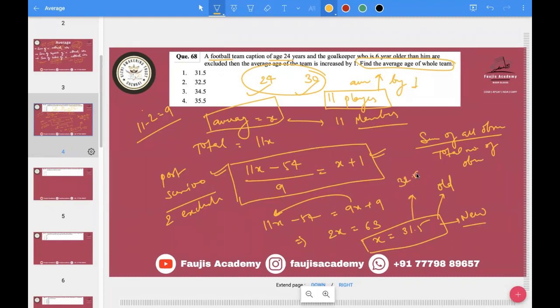You will think, okay, 30, okay, now find the average age of the whole team, the new team. You will read "new". So don't do this.